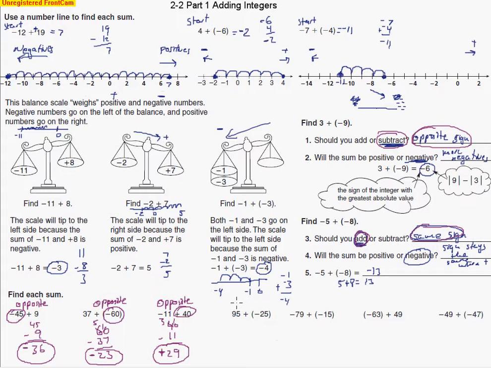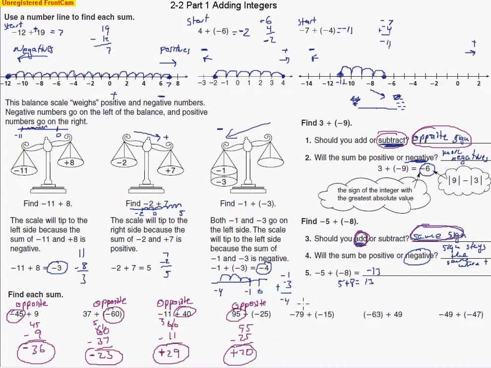Well, opposite signs again, so that tells us that we're going to end up subtracting. And so we set up our subtraction problem, 95 minus 25, and we end up at 70. Well, look at the signs. More positives than negatives, so it's going to tip towards the positive number, so it's a positive 70.